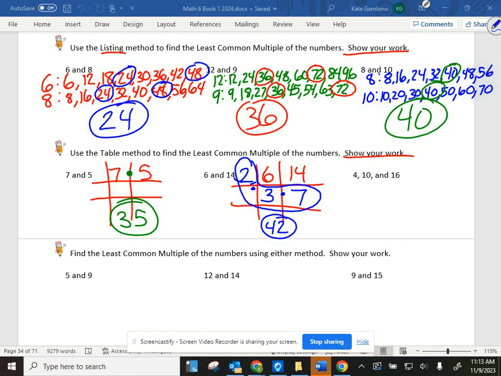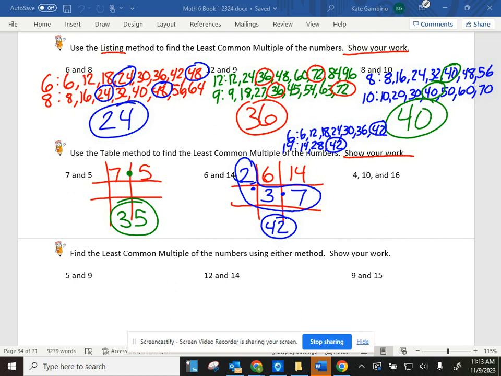Does that make sense? So if we look at our multiples of 6, we know we're 6, 12, 18, 24, 30, 36, 42. Multiples of 14, we've got 14, 28, and 42. So if we had listed them out, we would have gotten to that 42. Doing the table, we get to the 42.